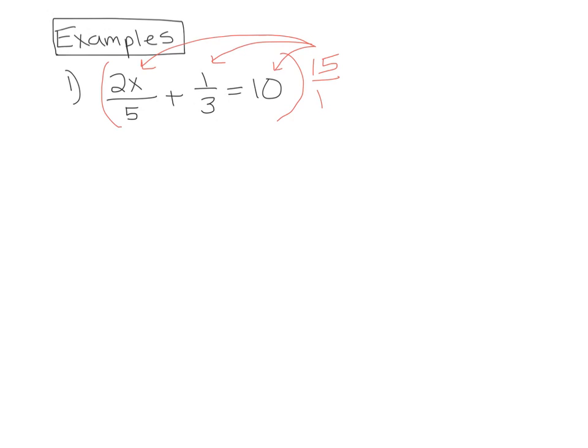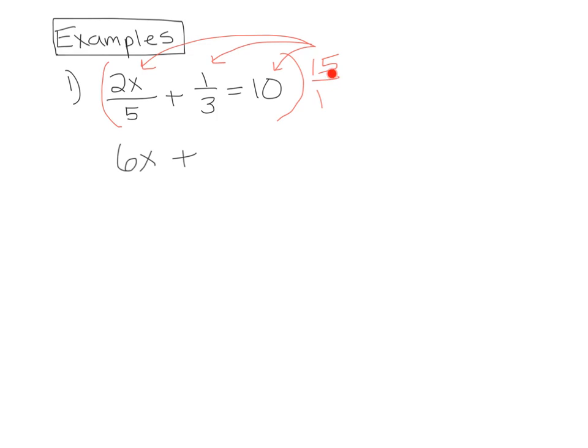So here we go. When I take 15 times 2x over 5, 5 can cancel with 15. So in your head, you're going to go, okay, 5 is going to be gone, and it goes into 15 3 times. So then I'm just going to go 3 times 2x. All right, so when I multiply 15, 5 goes into 15 3 times. 3 times 2x, 6x. No more fraction.